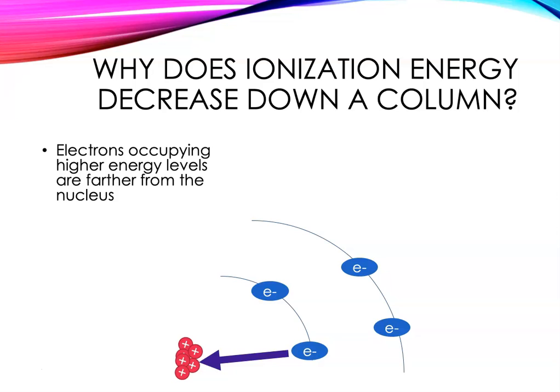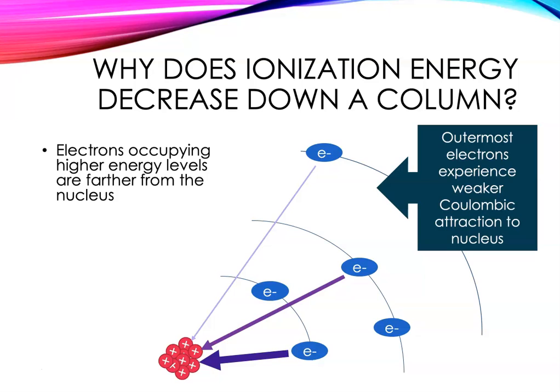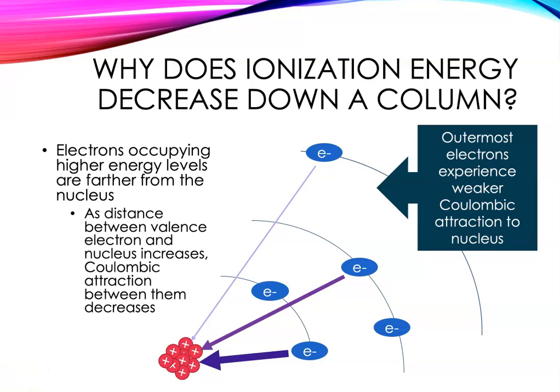Electrons are occupying higher energy levels that are farther from the nucleus. And if they're farther from the nucleus, if the distance is greater, the coulombic attraction to the nucleus is smaller. And so as we go from lithium to sodium to potassium, the outermost electrons are experiencing a weaker coulombic attraction to the nucleus because they're farther away. So here's the big picture. As the distance between the valence electron and the nucleus increases, because we're adding additional shells, the coulombic attraction between the valence electron and the nucleus decreases.